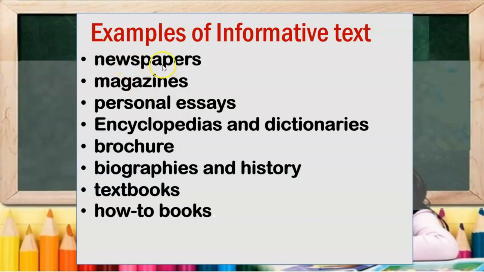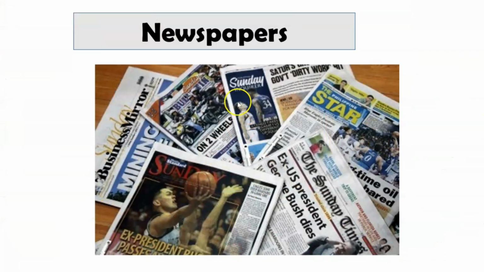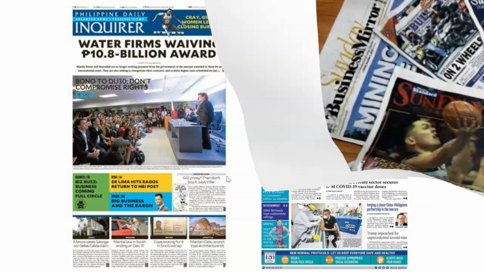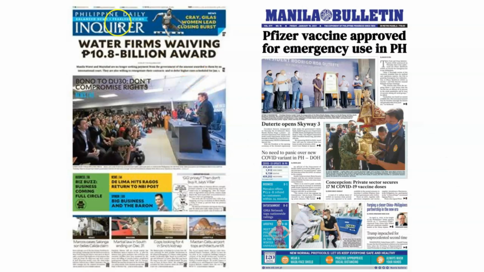Next, we have examples of informative text. First, we have newspapers, magazines, personal essays, encyclopedias and dictionaries, brochures, biographies and history, textbooks, and how-to books. I will be showing you illustrations of these examples. Here are the newspapers. Commonly they are in tabloid form, right? Everything on the newspaper are real facts. These are also examples of newspapers: Philippine Daily Inquirer and Manila Bulletin.